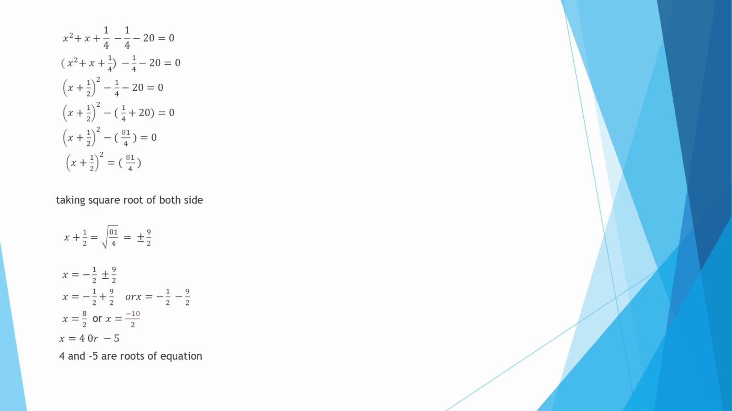So x is equal to 8 by 2 is 4, and minus 10 by 2 is minus 5. So the value of x is equal to 4 or minus 5. The roots of these equations are 4 and minus 5.